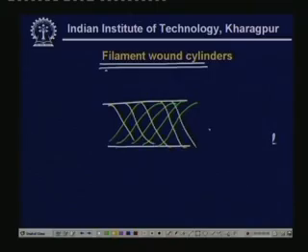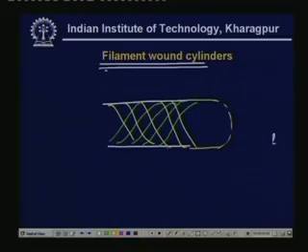So this wrapping depends upon the type of the head. In one direction it is helically wrapped, and then again on the cylinder head it is wound and taken to the other side. So there is an integrated pattern of wrapping over here.